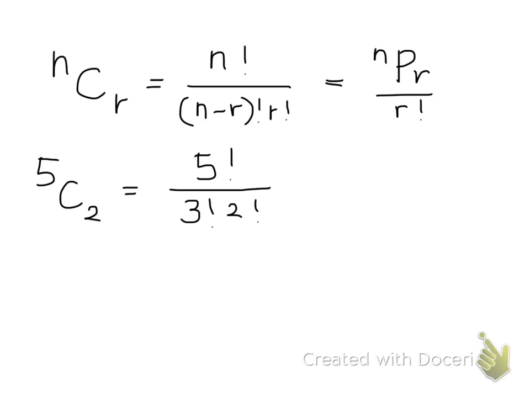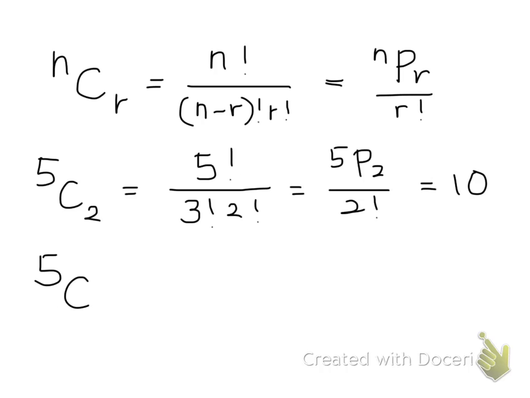If you look at it, some of this cancels, since there is 5, 4, 3, 2, 1 and this here. So it would be the same as 5P2 divided by 2 factorial. Can you try and work out the value of this? It's 10.